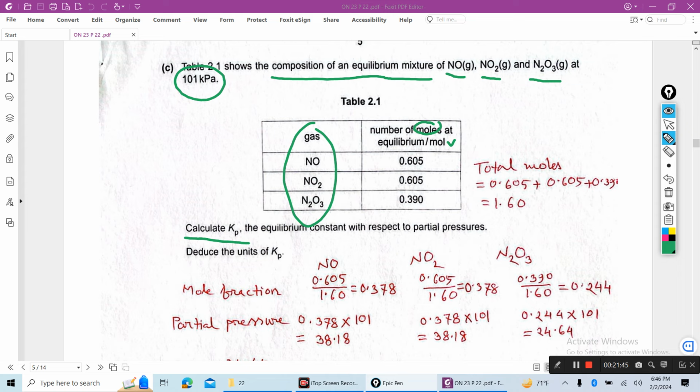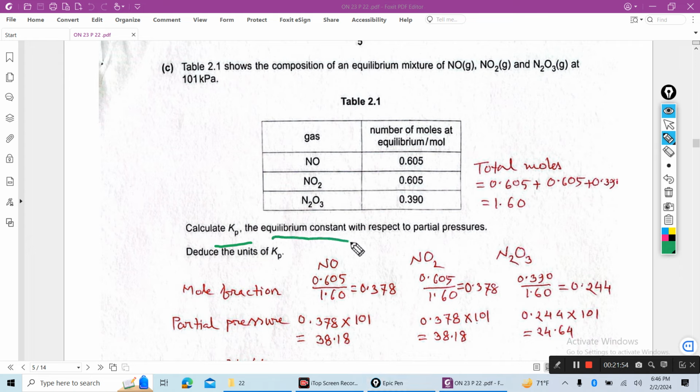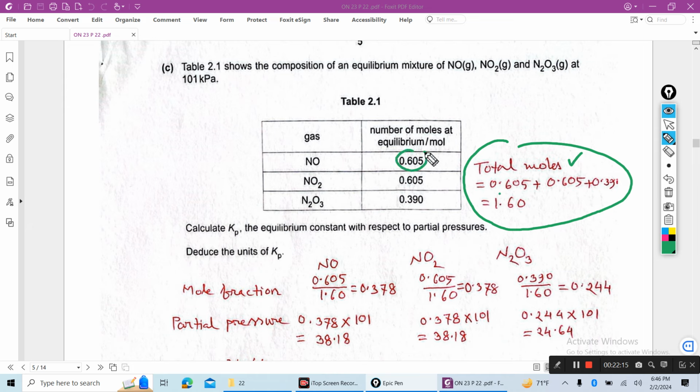Kp means the equilibrium constant when pressure is considered. Calculate Kp, the equilibrium constant with respect to partial pressure. Deduce the units of Kp. I mean, calculate Kp with units. The question is asking you this. Now, at first, you will find out the total number of moles. This plus this plus this, you get the total number of moles. Total number of moles you calculate.